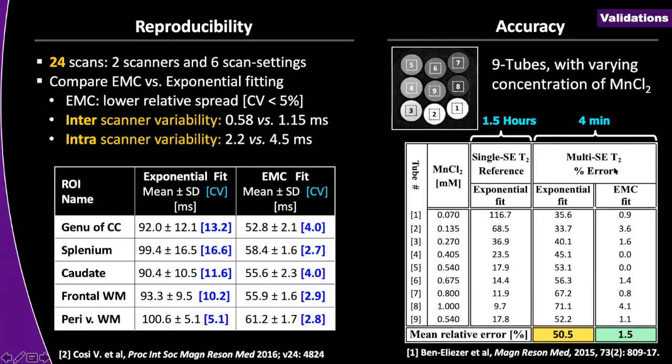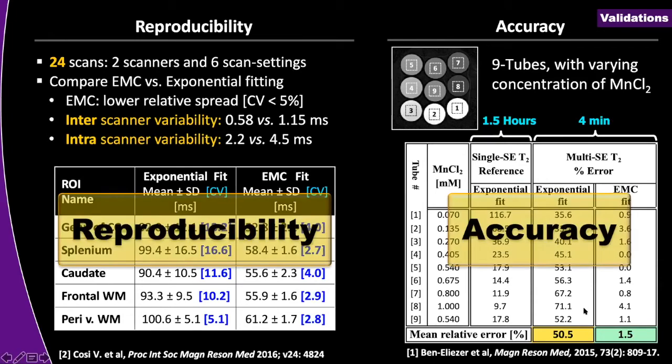I compared the multi-spin echo to a single spin echo experiment, and you can see how the error reduces to 1.5%. And now that we have good reproducibility, or we know what is the reproducibility of this technique, and we know what is the accuracy, we can continue to use this tool, and we've been using it to study many different pathologies, relating to brain disorders, relating to muscular dystrophies, to musculoskeletal disorders, and more.